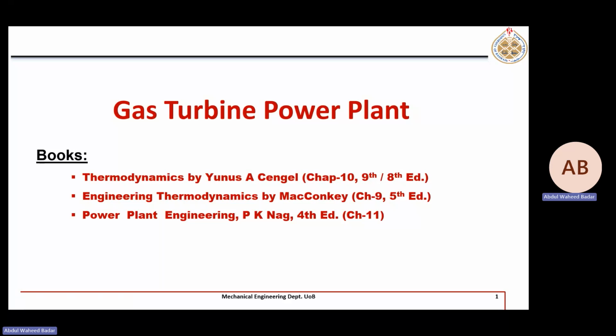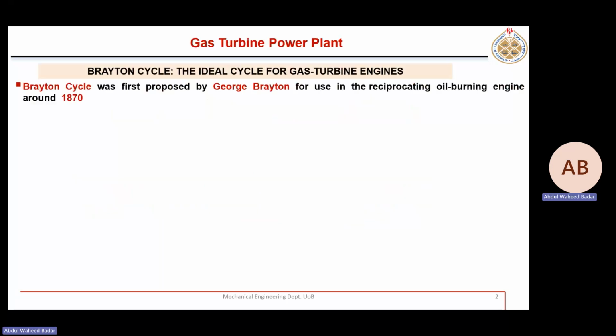So this chapter is of course covered from Cengel, but I'm also using this second book, McConkey, because I do not want you to waste time going through those tables. In McConkey, there is a short, easy way to do it, so I will explain it. So let's start without wasting any time.